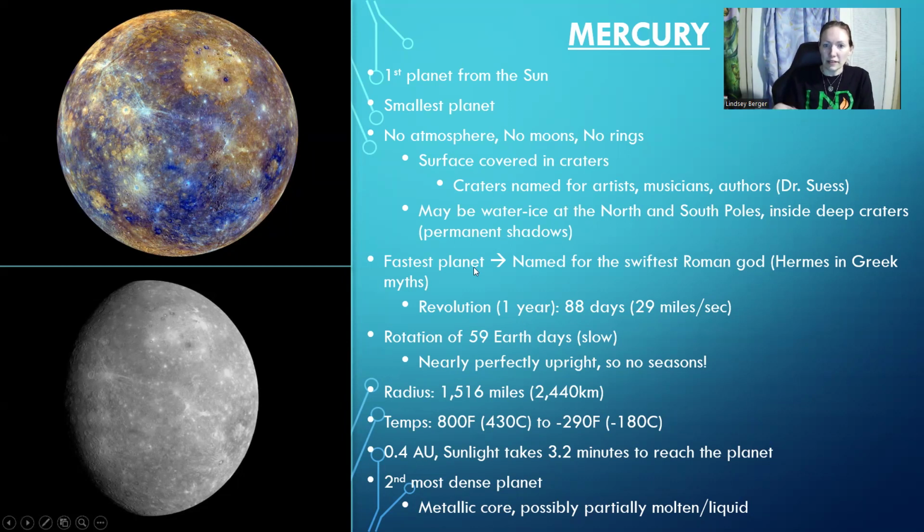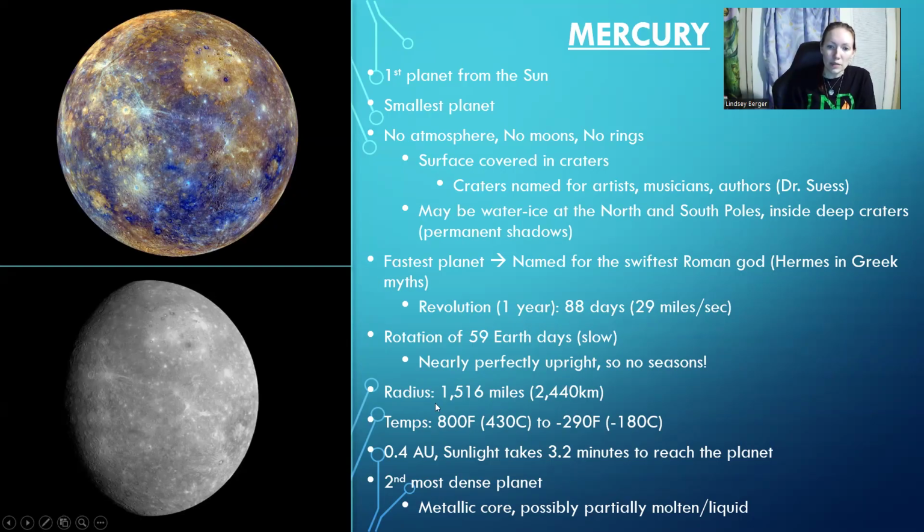So because it's the fastest planet, its revolution, meaning its 1 year, is 88 Earth days. This thing is hauling. Okay, it is all the way around the sun. Just imagine 1 year is equivalent to 88 days here. That's just over 2 months here. So this thing is going 29 miles a second. That's insane. Okay, that's why it got its name.